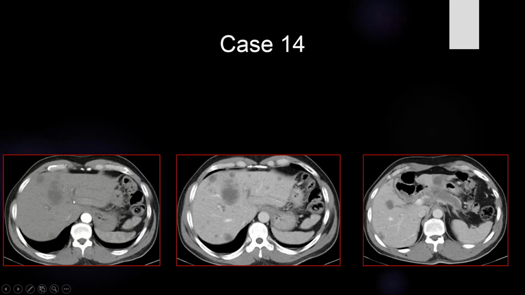As we can see, there is no enhancement and the lesions become appreciated at the portal phase, and this is characteristic of metastasis. The lesions become more obvious and more evident at the portal phase, and these are features of metastasis, with the presence of a pancreatic mass lesion. This usually indicates that these lesions are deposits, and this is a pancreatic neoplasm.